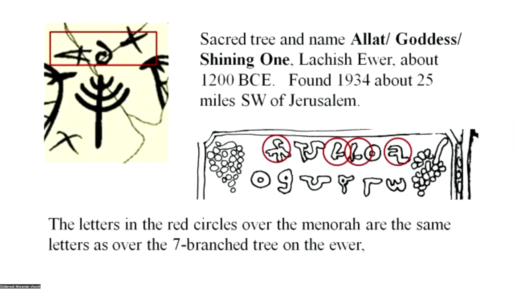So the writing on the Lakish Ewer is read from left to right. Our tablet you read from right to left, but the important thing is that you have the name Alet, goddess or shining one, over a tree with six branches and a central stem. That's obviously some sort of primitive representation of the menorah. And you have the menorah with the lady above it, the tree with the lady above it, long before the Hebrews enter Jerusalem.